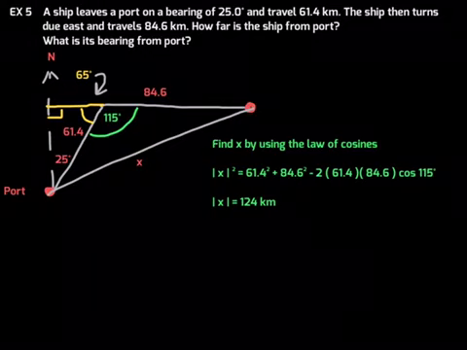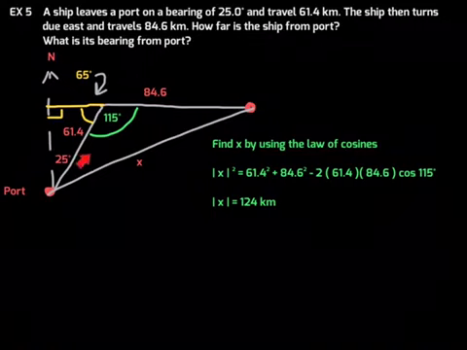The next thing we want to do is find its bearing from port. Now, if the ship is here, then its bearing from port starts right here, due north, and it goes all the way that way. In other words, the bearing of the ship from port will be 25 degrees plus however much this is. Let's call this angle here theta. So that if you and I can find theta, all we have to do to find the bearing of the ship from port will be adding 25 degrees to theta.